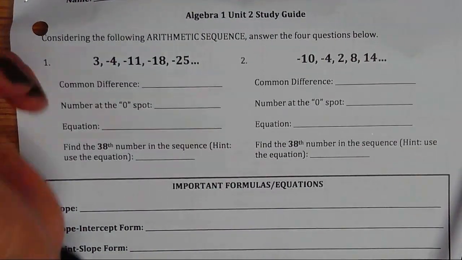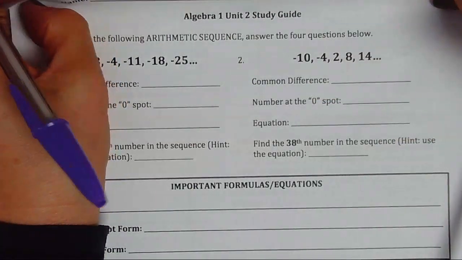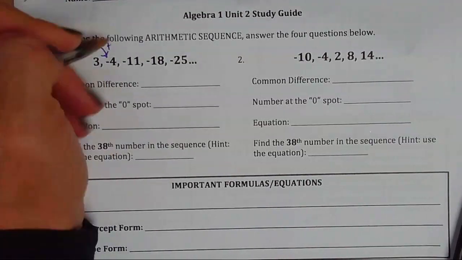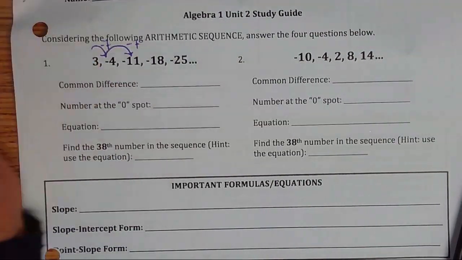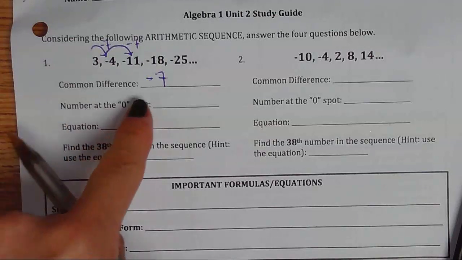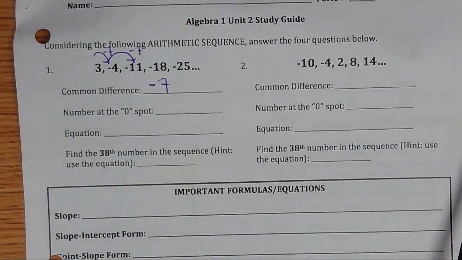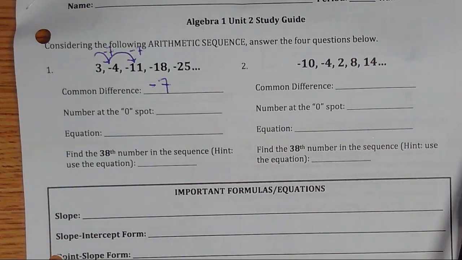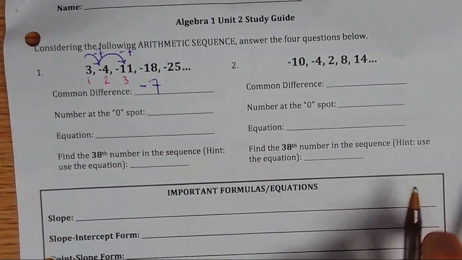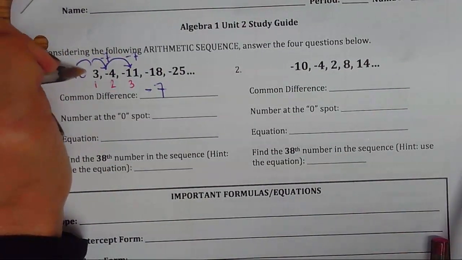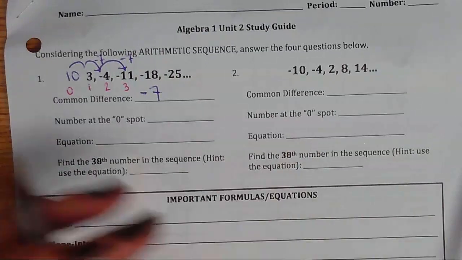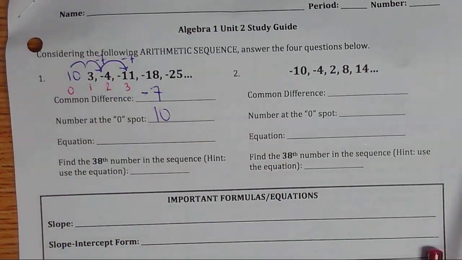Okay, so we are looking for the arithmetic sequence and the common difference, which is what we get when we jump from one number to the next. Hopefully you see that it's going down, subtracting by 7 each time, so think of it as -7. The number at the 0 spot, remember, this would technically be spot number 1, spot number 2, spot number 3. If we jump back, that would be 10, so 10 is our 0 spot.